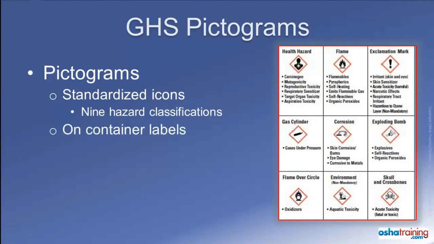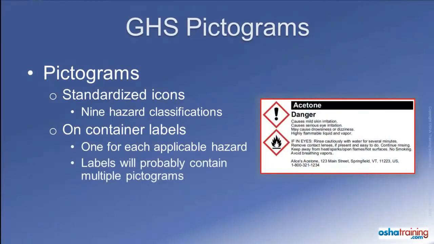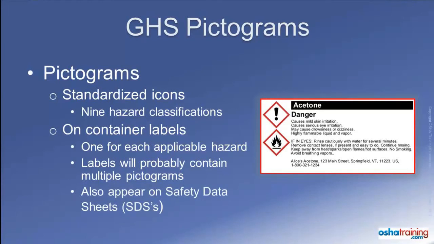Pictograms will appear on all container labels, each one depicting a different health or safety hazard applicable to the particular product in that container. Some labels may have only one pictogram because there is only one class of hazard associated with that product. However, most labels will probably display multiple pictograms. By the way, pictograms appearing on a product label can also be found on the safety data sheet for that product, where you can get even more detailed information about hazards and recommended precautions.